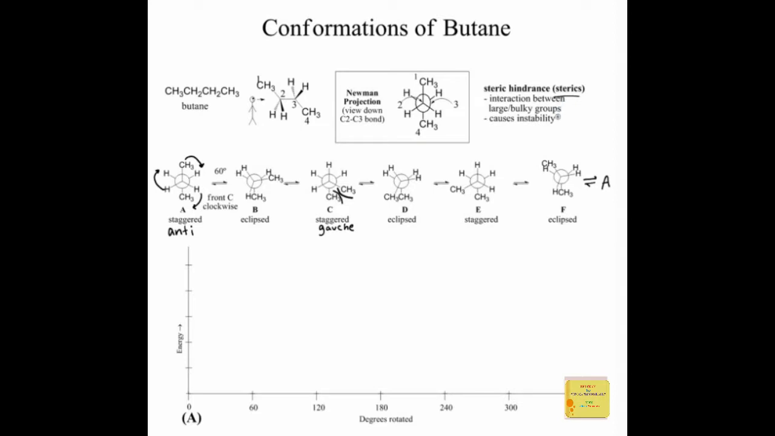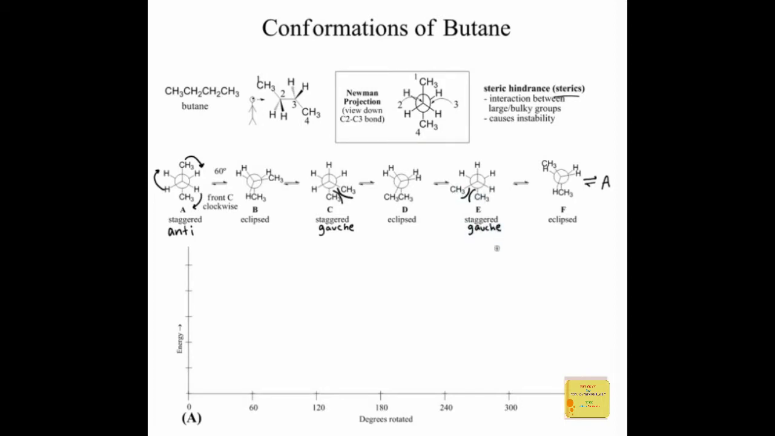And this is the interaction we have between very large or bulky groups. And it's not a good thing to have large groups near each other. That will cause some instability and this steric hindrance. So a gauche conformation has some steric hindrance. And this is another gauche conformation. When the two methyl groups are on adjacent positions, we describe that as being gauche.